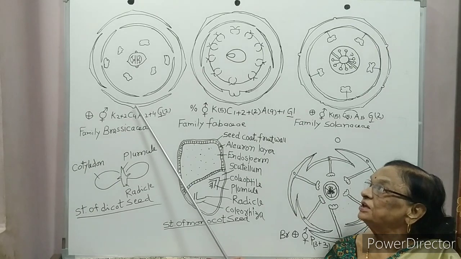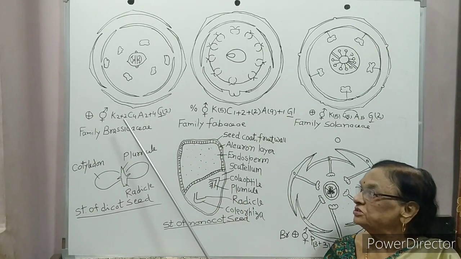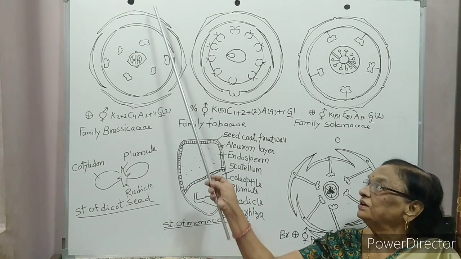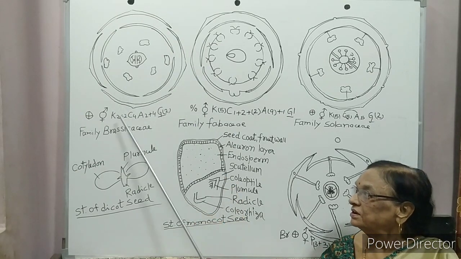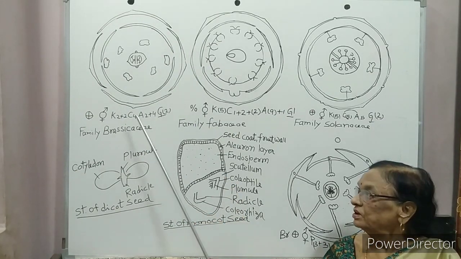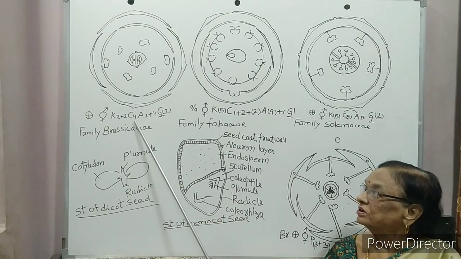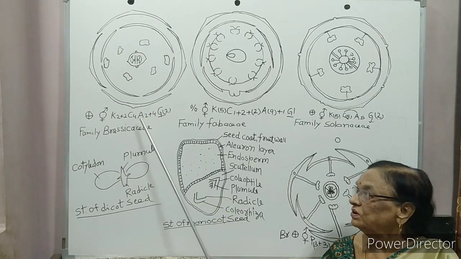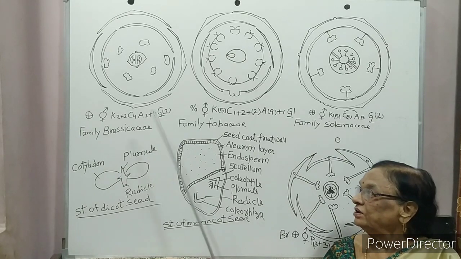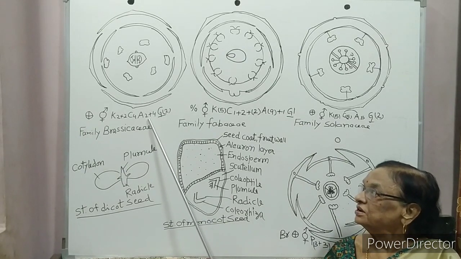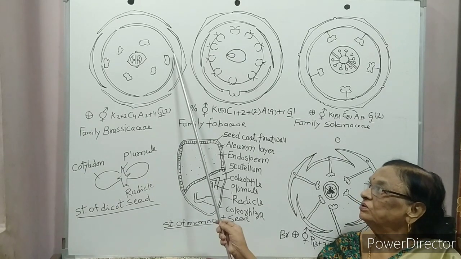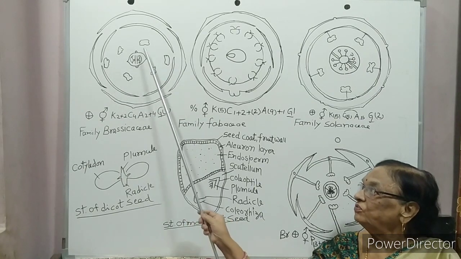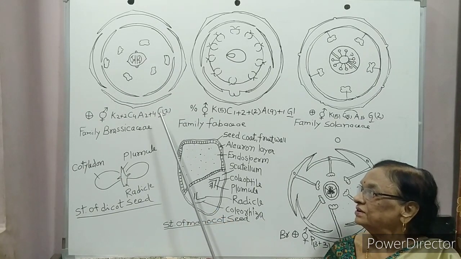Calyx means sepals. 2 plus 2: 2 outer and 2 inner. Corolla 4: 1, 2, 3, 4. Corolla is 4. Androecium 6, 2 plus 4: 2 external and 4 internal.